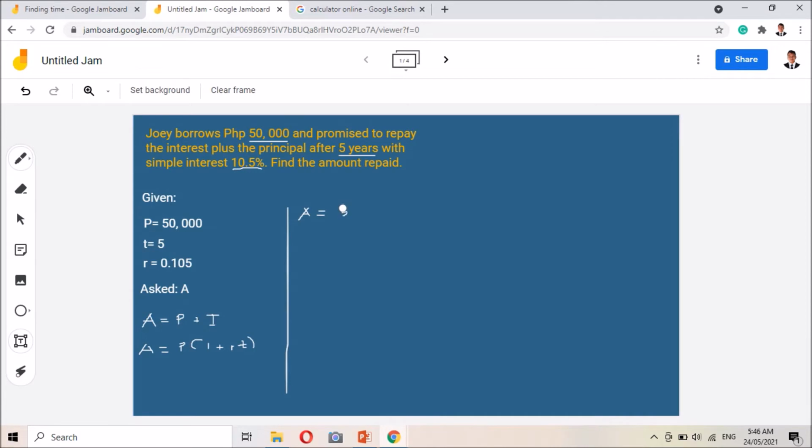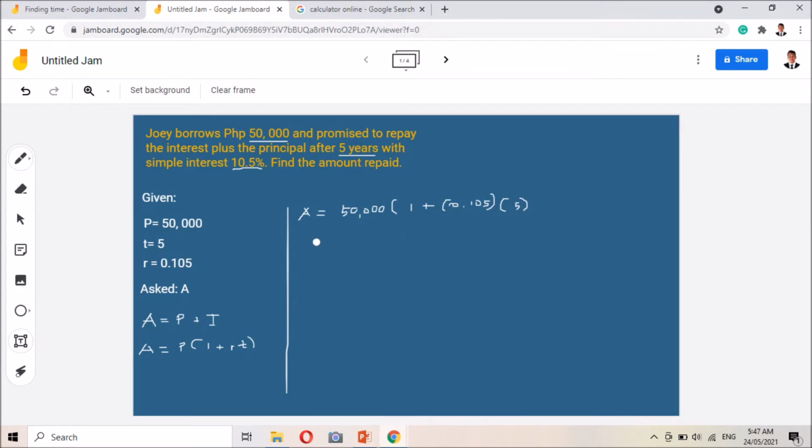So principal is equivalent to 50,000, times 1 plus rate times time. Our rate is 0.105, because that is 10.5%. I hope there's no question about that. And then our time is 5. So we expect a final answer greater than 50,000 because it is the principal plus the interest.